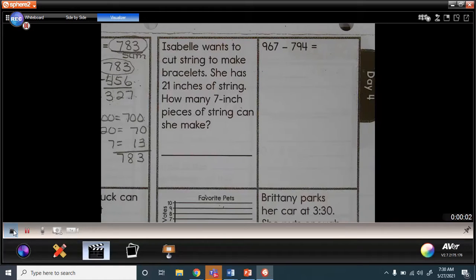I hope you're having a wonderful day so far, and I want to make it even better by starting off with some math practice. So let's go ahead and take a look at our four warm-up problems for today.